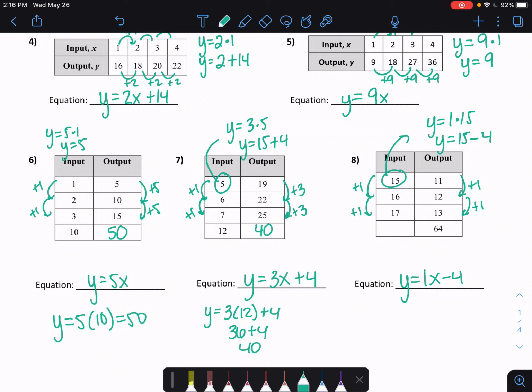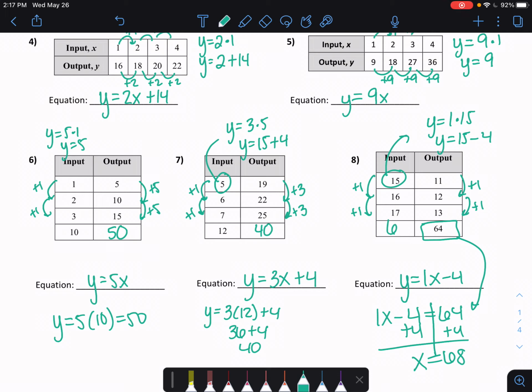Now for this last box, this output right here, this means that my rule, 1x minus 4, is equal to my output. So I'm going to add 4 to both sides and get x equals 68. So my input is actually 68 here. Okay, so that's writing function rules from a table. You find the change in the output, check your rule, and then add anything or subtract anything that is needed on your rule.